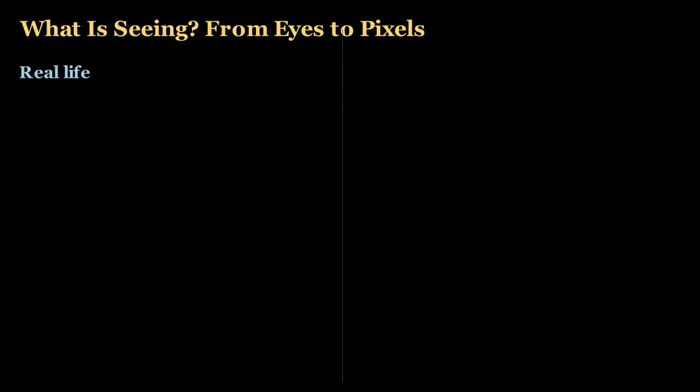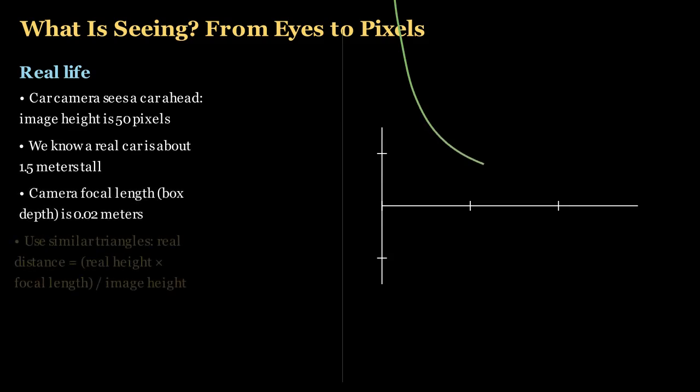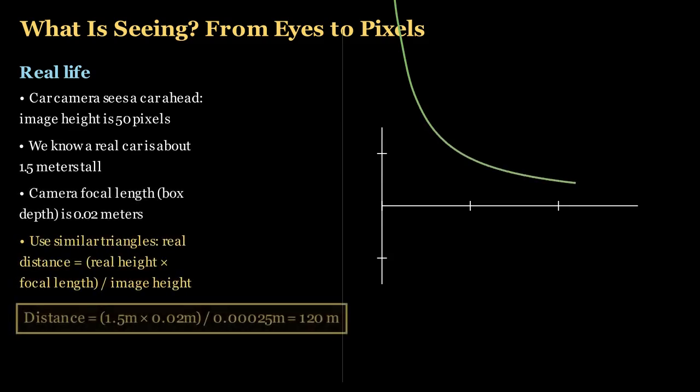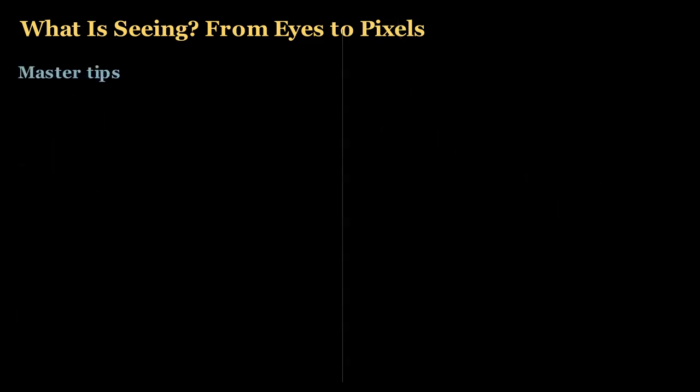Let's solve a real self-driving car problem. The camera sees a car ahead. In the image, the car is 50 pixels tall. We know from the real world that a typical sedan is about 1.5 meters tall. The camera's focal length. Here's how to master this.